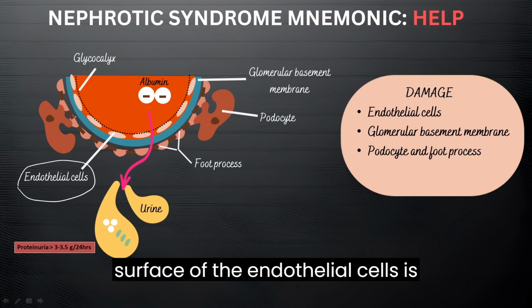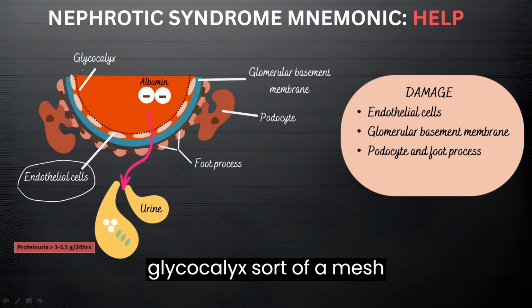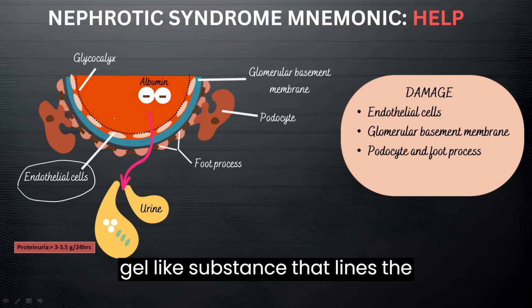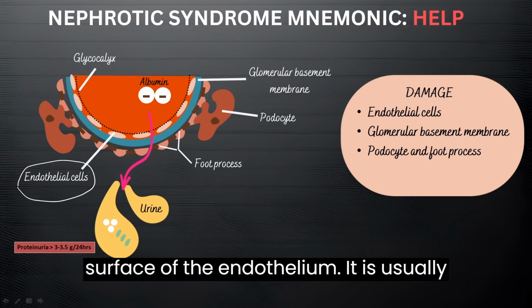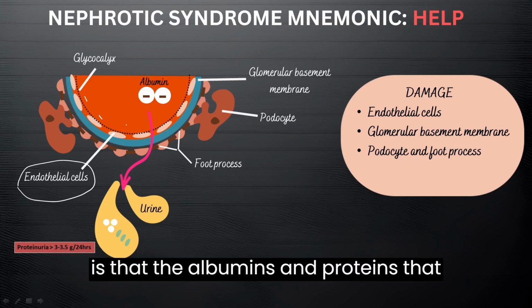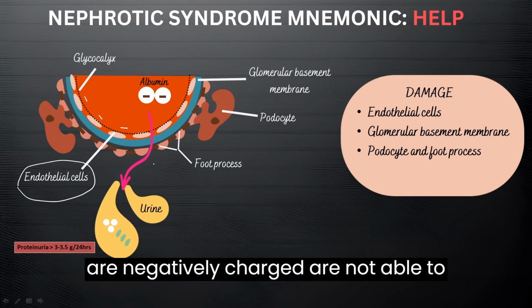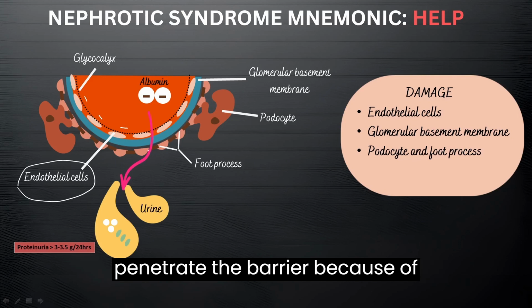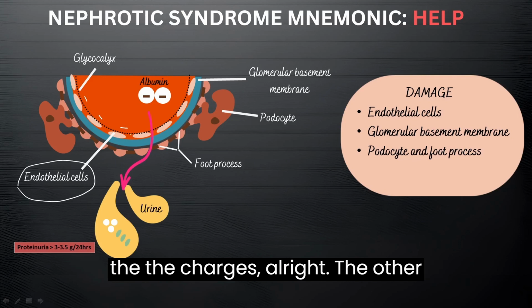On the surface of the endothelial cells is the glycocalyx, a sort of mesh, gel-like substance that lines the surface of the endothelium. It is usually negatively charged. The importance is that albumin and proteins that are negatively charged are not able to penetrate the barrier because of the charges. All right.